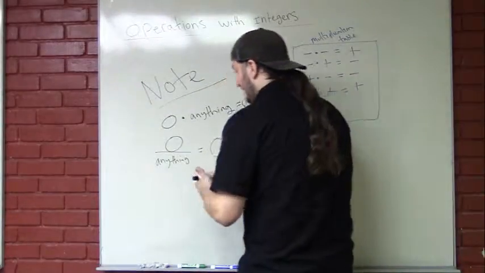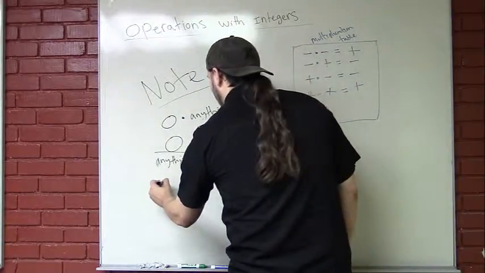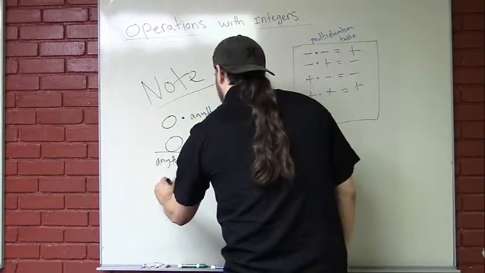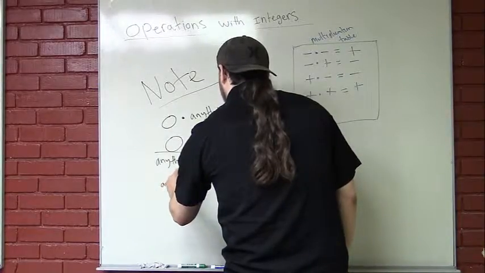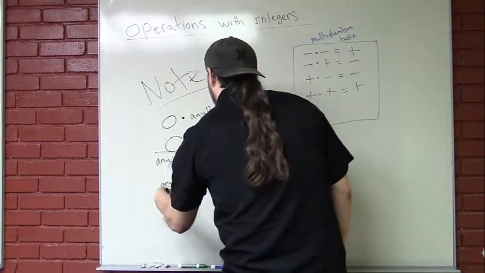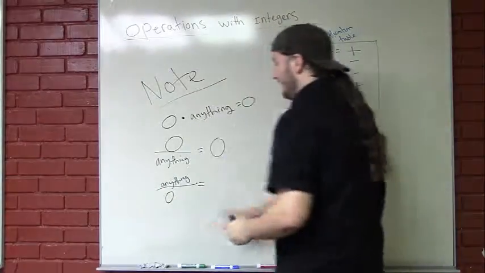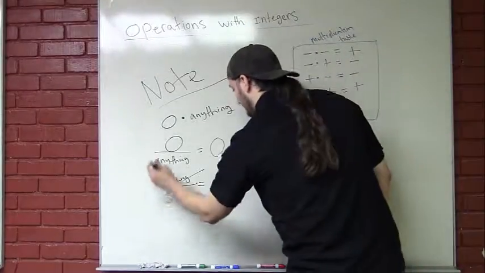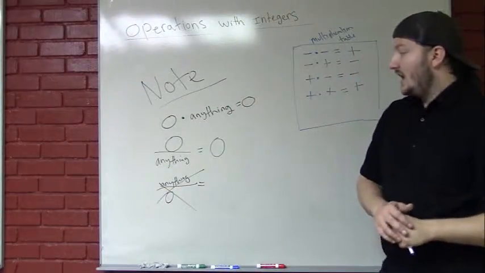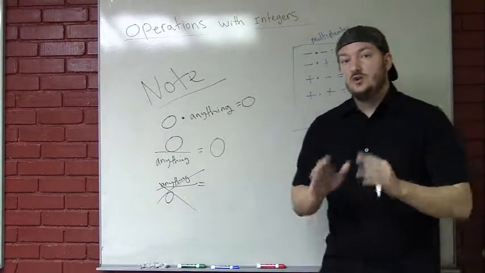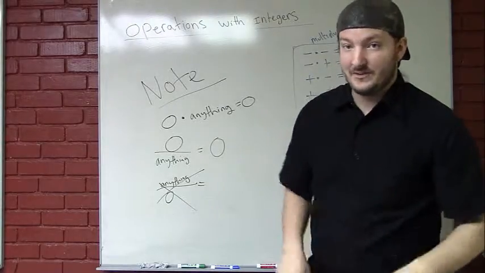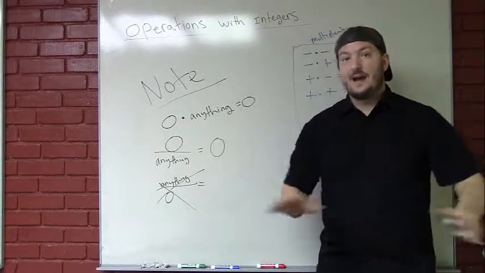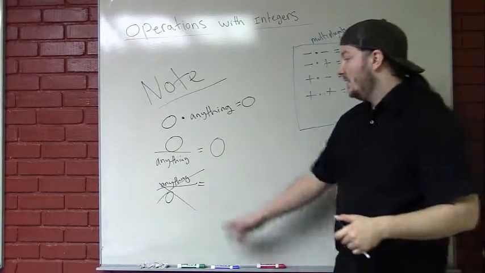Now this is the tricky one. Let's say you have anything divided by 0, okay? Now what does that equal? Well, it equals nothing. That can never happen. You can never divide by 0, okay? Never, ever, ever. You can never divide by 0.